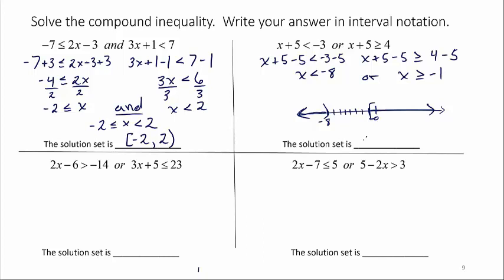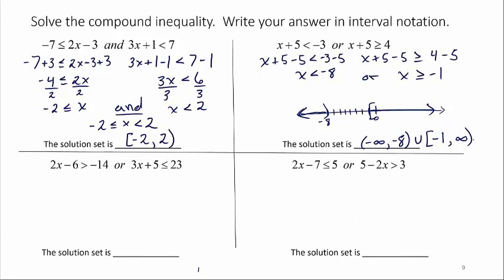So the solution set is -infinity to -8 with an open bracket, in union with -1 to positive infinity, and I'm using a closed bracket at -1 since we're including it. Great. And so with this "or" statement, again, we have to include everything in both intervals. If this was an "and" statement, we wouldn't have a solution, right? Because they don't intersect anywhere. But with an "or" statement, we have to include both of the intervals.